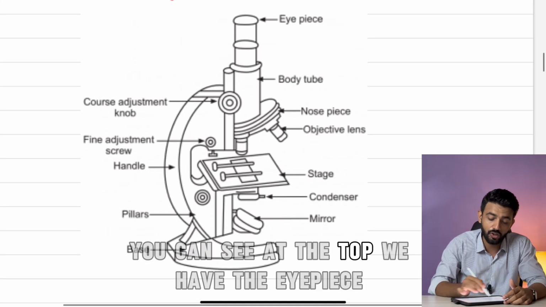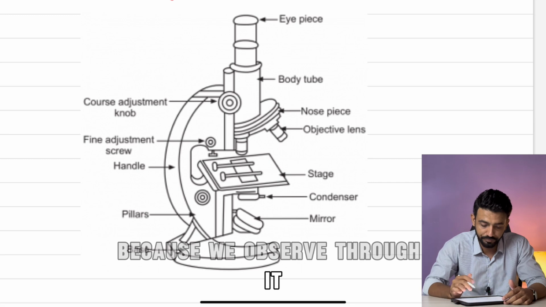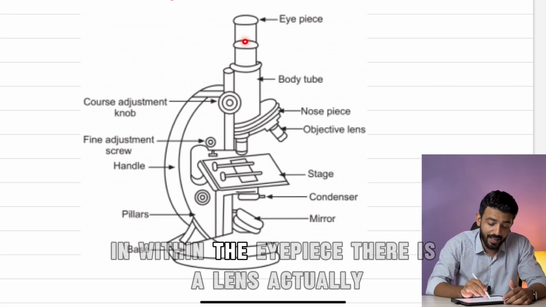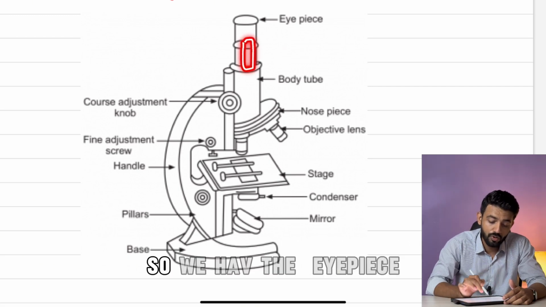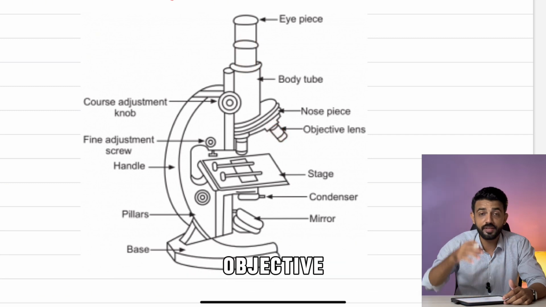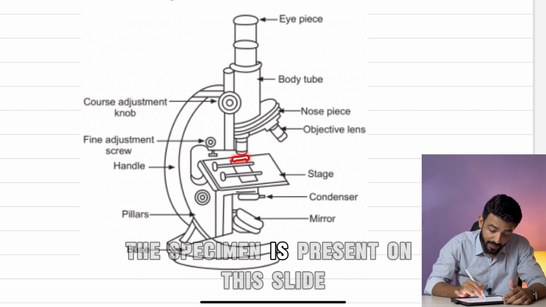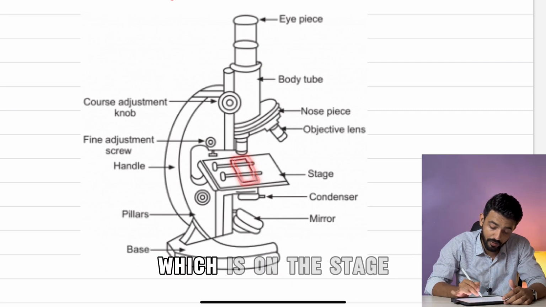You can see at the top we have the eyepiece, because we observe through it. Within the eyepiece there is a lens actually. So we have the eyepiece lens and we have the objective lens at the bottom. The objective lens is the one that is on top of the specimen. The specimen is present on this slide, which is on the stage.